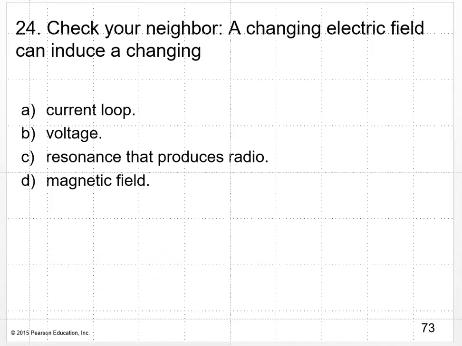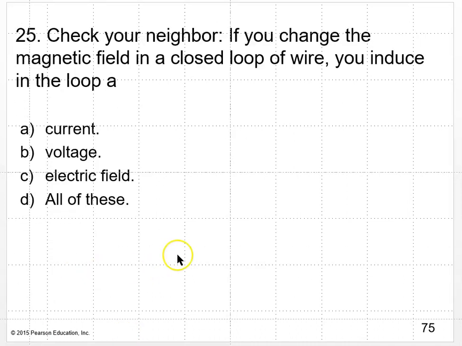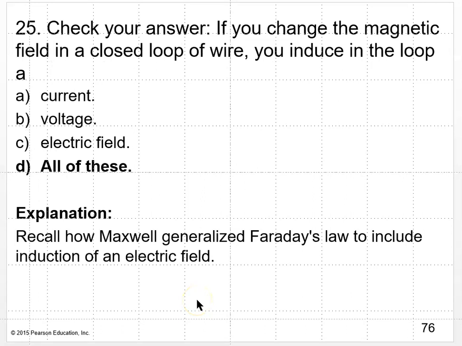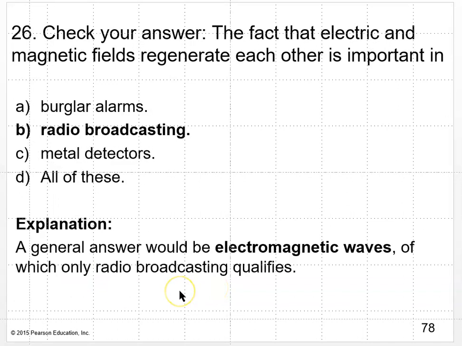A changing electric field can induce a changing magnetic field, according to Maxwell. If you change the magnetic field in a closed loop of wire, you induce in the loop all of these: a current, a voltage, and an electric field. The fact that electric and magnetic fields regenerate each other is important in any electromagnetic wave. And of all of those, radio broadcasting is an electromagnetic wave.